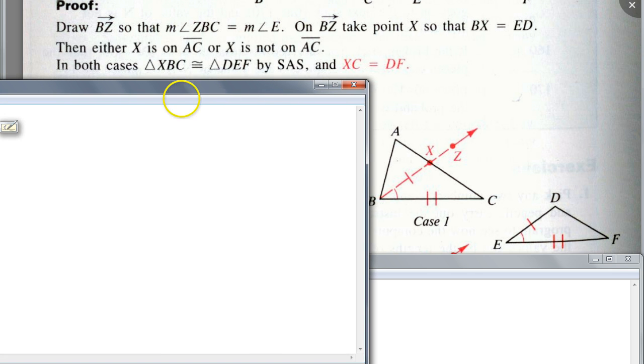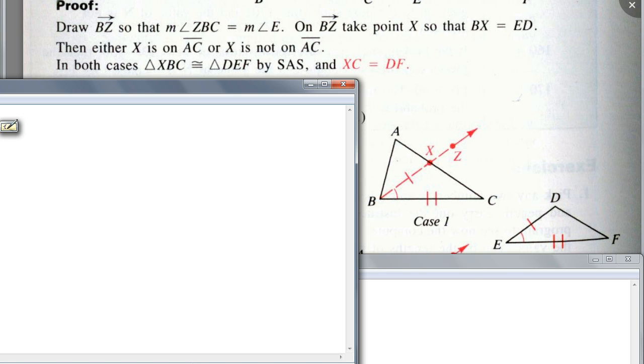Now, let me ask you something. So that's great. We know that the two triangles are congruent if we draw an auxiliary line this way, and that XC is congruent to DF. That's good. But does it look like this every time? It says case 1. Would the X be on AC every time you do this? No, it doesn't have to be. It could be, but does it have to be like this? No. What's the other case then? If this is case 1, what's the other case?